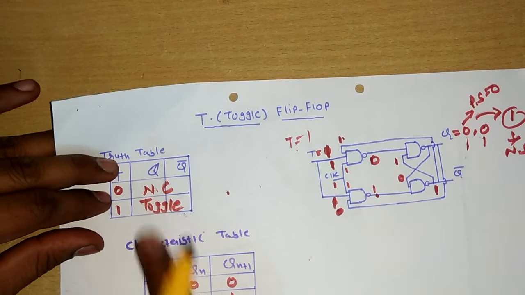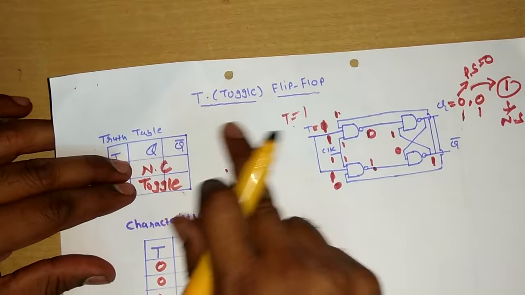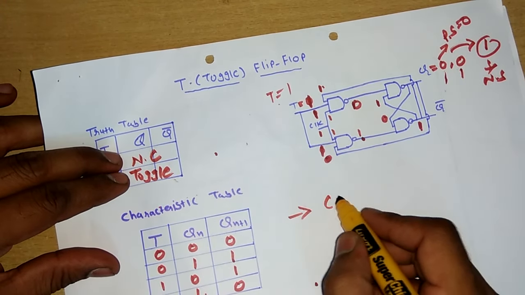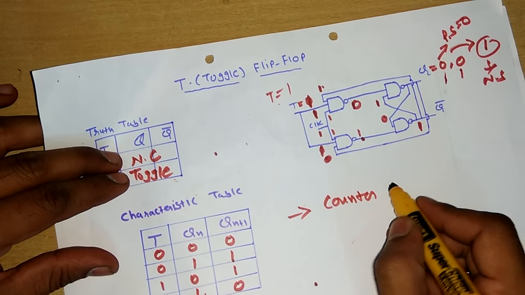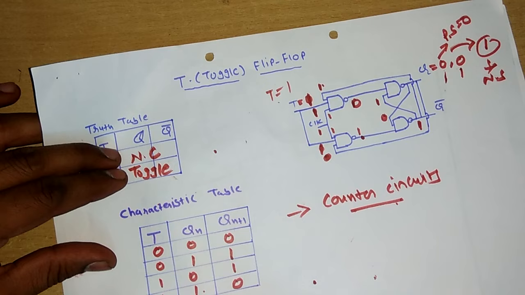Through the circuit diagram, we can verify our truth table or characteristic equation. So basically, T flip-flop is used as a toggle flip-flop, and it is mostly used to make counter circuits. That is the application of T flip-flop.